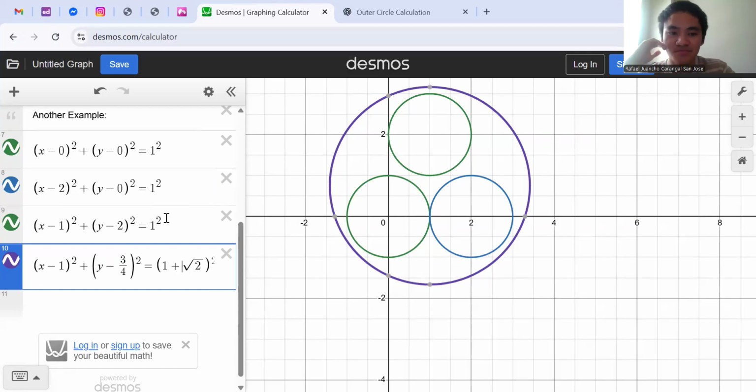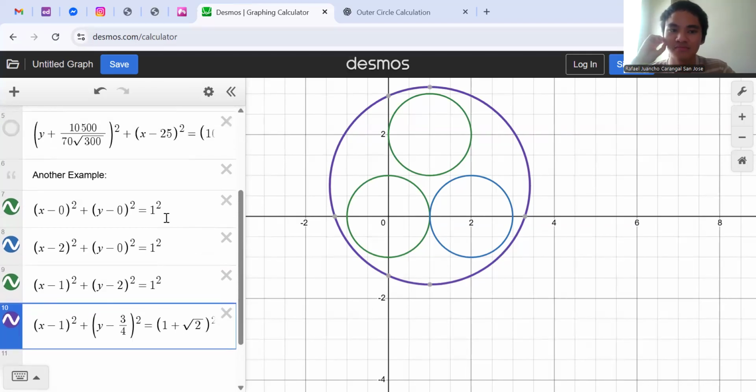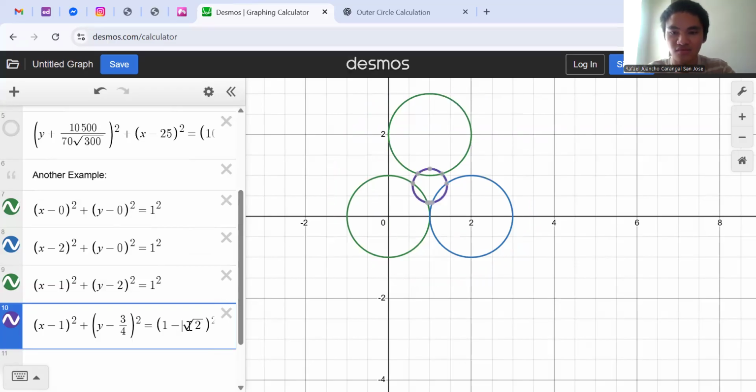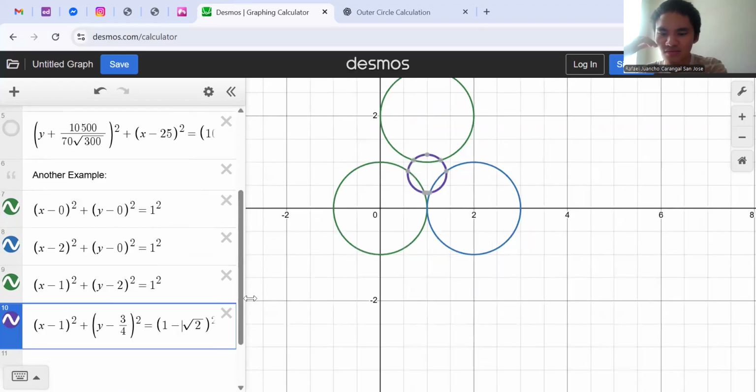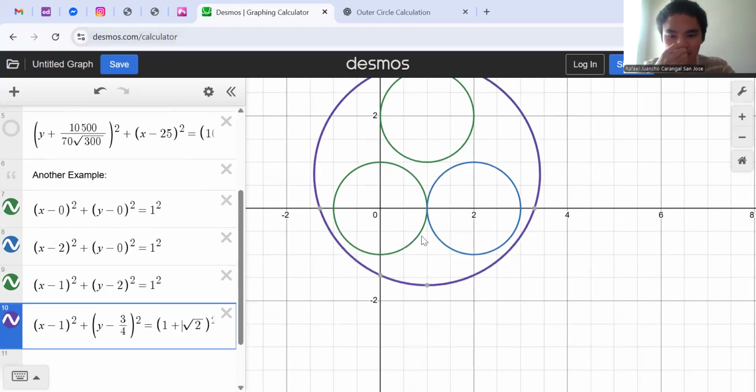This one doesn't work. Okay, well that's interesting. I was expecting this one to work. Yeah, because it's not tangent. See, it doesn't touch. I do a minus. Hmm. I don't know why that doesn't work.